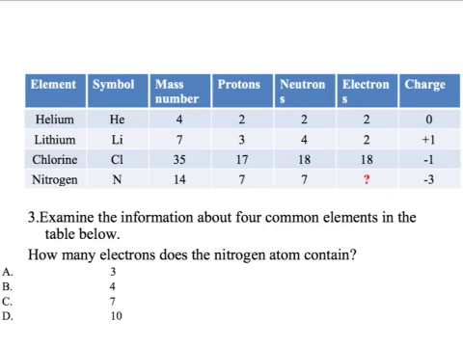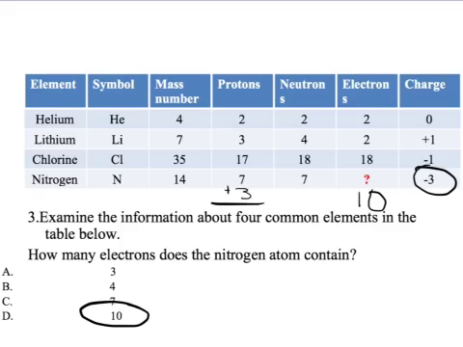Examine the information about 4 common elements in the table below. How many electrons does the nitrogen atom contain? Notice here, it has a -3 charge. Okay. That means it has 3 more electrons than protons. So 7 plus 3 is 10. It has 10 electrons. And how do I know that? It has a -3 charge, which means it has 3 more electrons than it does protons. So 7 plus 3 is 10.